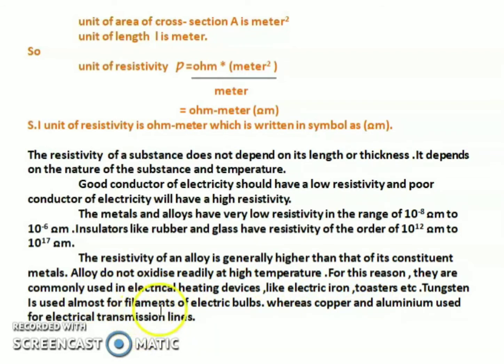Tungsten is used for the filament of an electric bulb. In a bulb you will have some filament, and that filament is made up of tungsten.